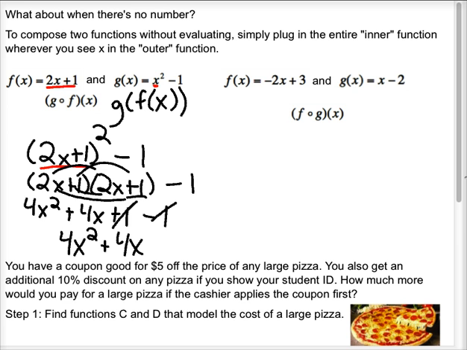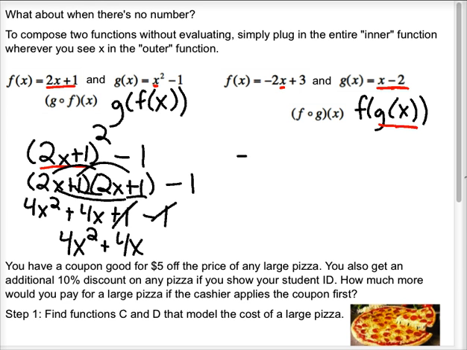All right, let's take a look at another example. So we have f of g of x. Again, I would always rewrite it like that because I think it makes it a little bit easier to see. We want to take the g function, so the x minus 2, and we're going to replace the x in f with that function. We're putting g of x into f of x.